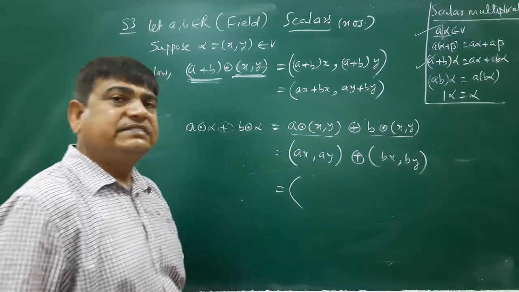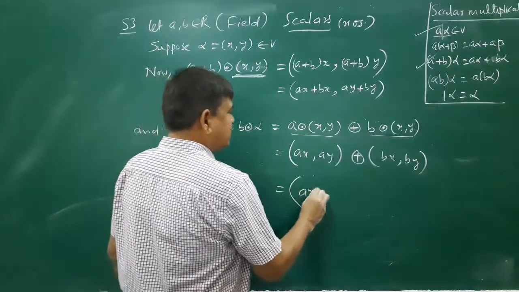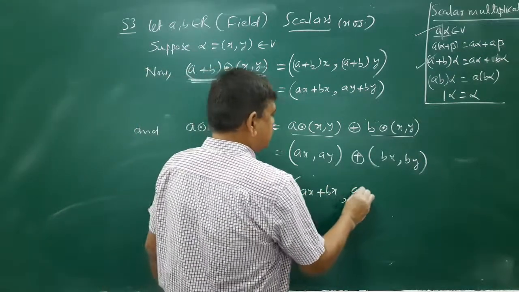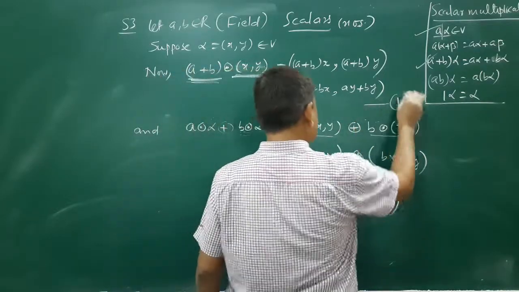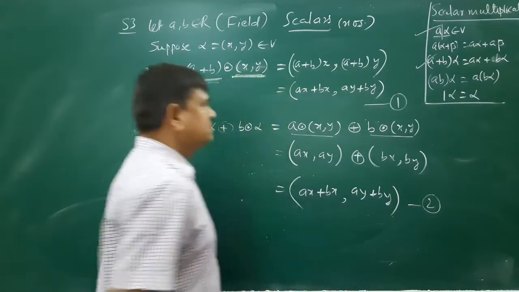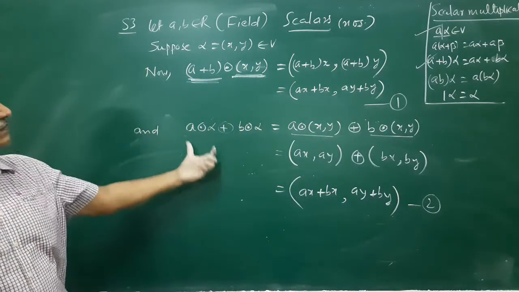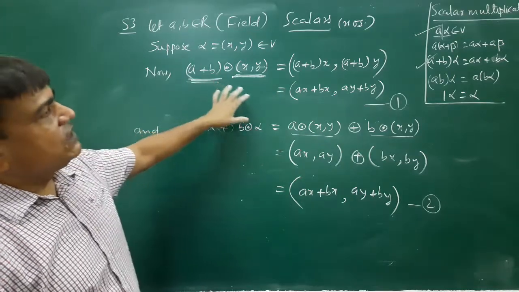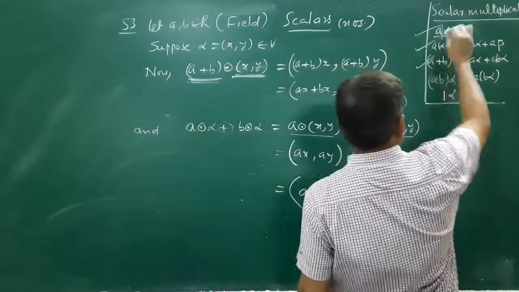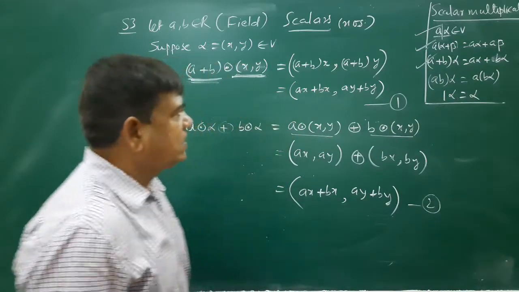How to add? ax plus bx, ay plus by. You see, this is number 1, this is number 2. Both are equal. So this distributive property holds. So we have verified this one, we have verified this. Now come to the fourth one.